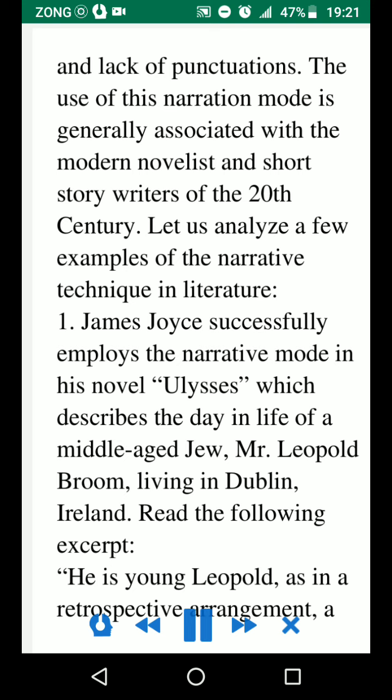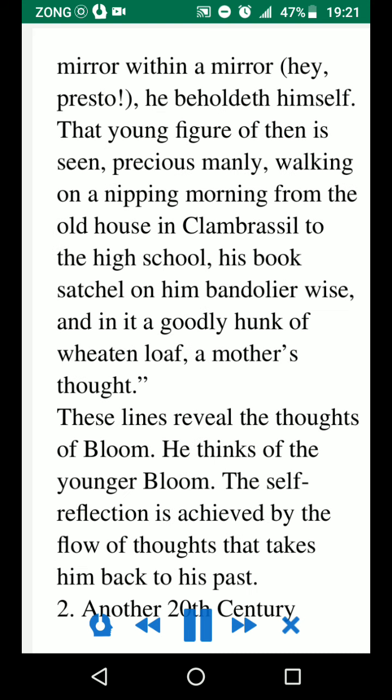Read the following excerpt. He is young Leopold, as in a retrospective arrangement, a mirror within a mirror, hey presto, he beholdeth himself. That young figure of then is seen, precious manly, walking on a nipping morning from the old house in Clambrassil Street to the high school, his book satchel on him bandolier wise, and in it a goodly hunk of wheaten loaf, a mother's thought.